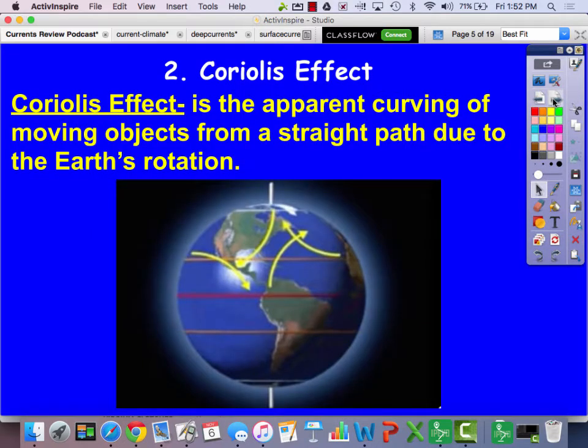Next is the Coriolis effect. The Coriolis effect is the apparent curving of moving objects from a straight path due to the Earth's rotation. So basically everything in the northern hemisphere, when it's moving, is going to look like it's curving to the right, and then everything in the southern hemisphere is going to look like it's curving to the left, and that's due to the Earth's rotation, and that's called the Coriolis effect.